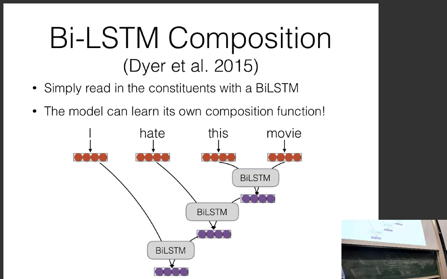So another example of a way you can do composition is using bi-LSTMs. What you do is you simply read in the constituents with a bi-LSTM. So this obviously allows you to take in as many constituents as you want. You can take anywhere from 1 to 50, because you just run a bi-LSTM over these vectors and take the final states as your representation here. So this is another way that you can compose things.